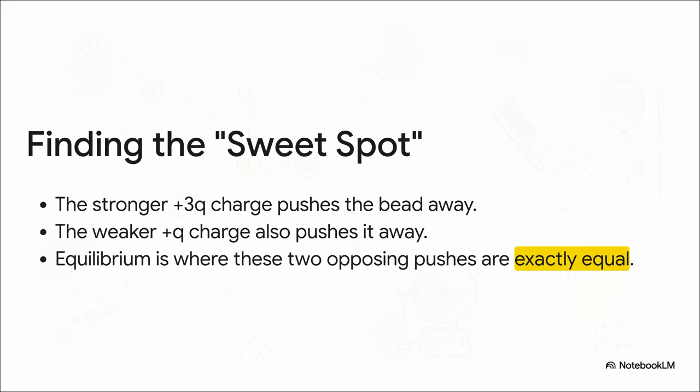Think about it. The bead is getting pushed away by both charges, right? The big guy on the left is shoving it hard to the right. The little guy on the right is shoving it back to the left. So to find that sweet spot, that point of equilibrium, you have to move closer to the weaker charge. Why? Because when you're close to it, its little push can be just strong enough to perfectly cancel out the big push from the stronger charge that's now farther away. It's all a game of balancing distance and strength.